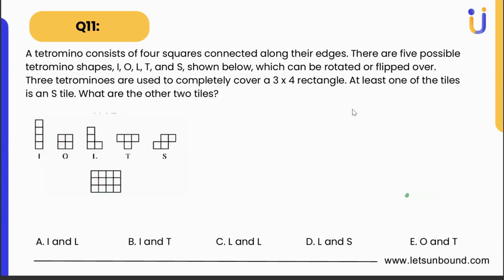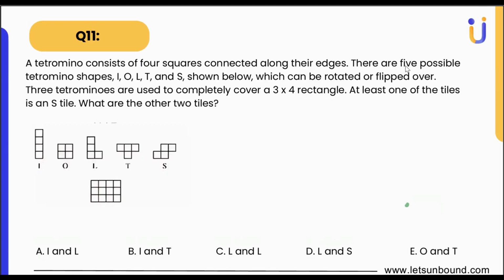Now, if we read through the problem, three tetrominoes are used to completely cover a 3 cross 4 rectangle. So the shapes can be rotated or flipped over. Moreover, a 3 cross 4 rectangle, which is given at the bottom, three of these shapes are used to complete it. And at least one tile is an S tile, which means an S tile is used for sure. What are the other two tiles? Now, this is a great thinking problem.